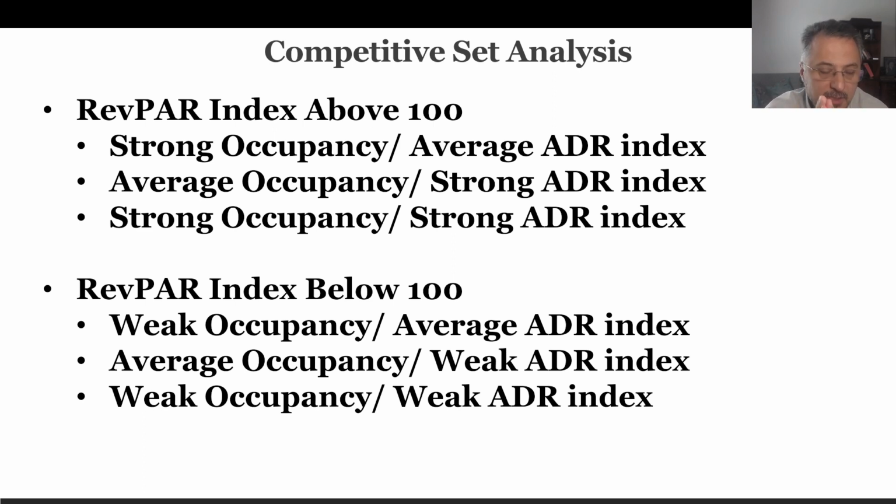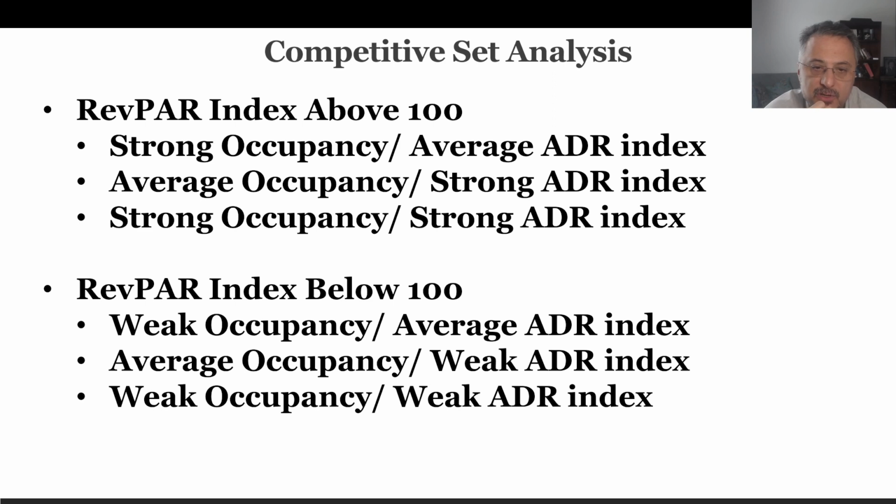Okay, let me repeat that. An average ADR index means your ADR is similar to your comp set, but you have a stronger occupancy index, which means even if you are at the same prices as your comp set, people are reserving more rooms from you. So that's the case where guests find better value in your property. Just to give you an example.